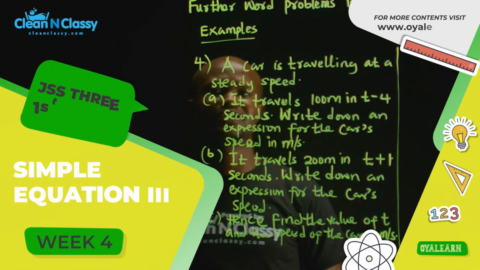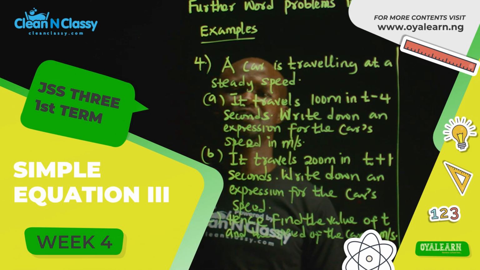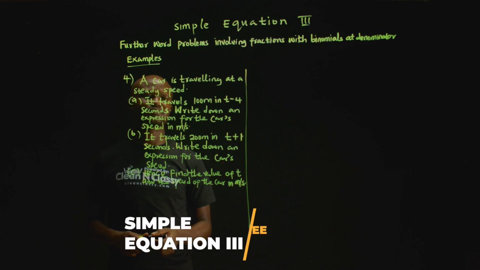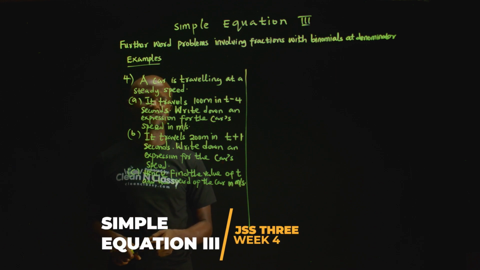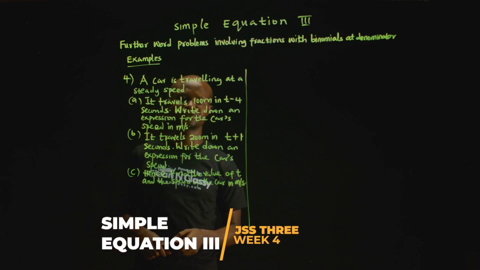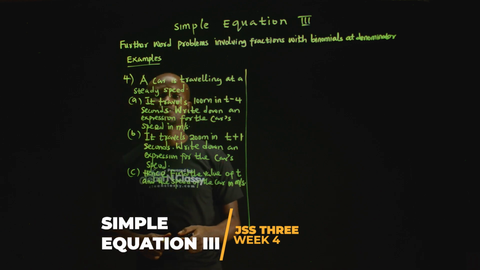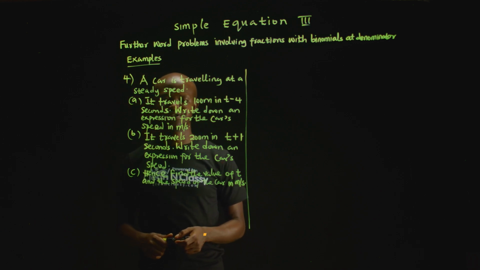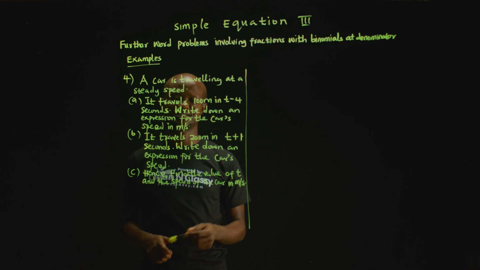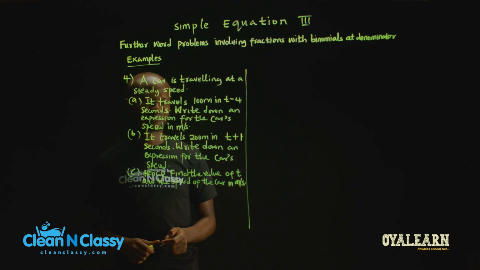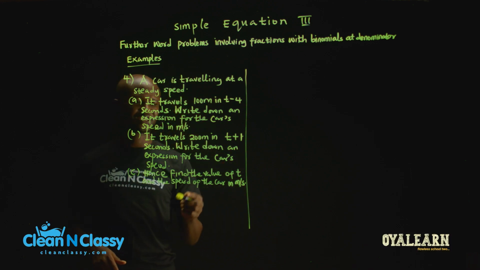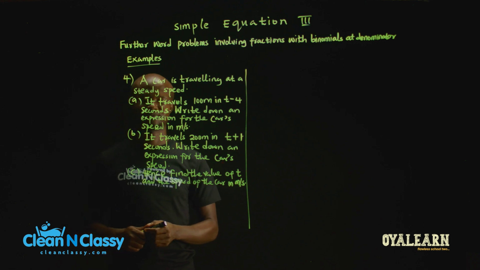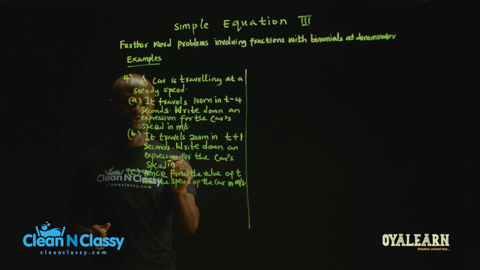A car is traveling at a steady speed. A. It travels 100 meters in t minus 4 seconds. Write down an expression for the car's speed in meters per second. B. It travels 200 meters in t plus 1 seconds. Write down an expression for the car's speed in meters per second.